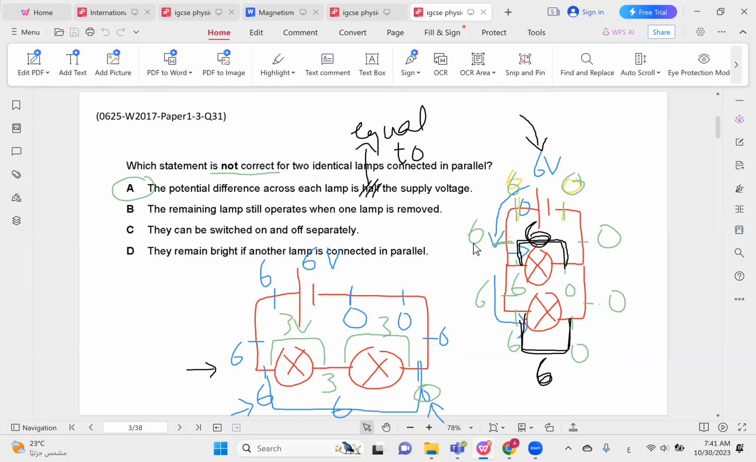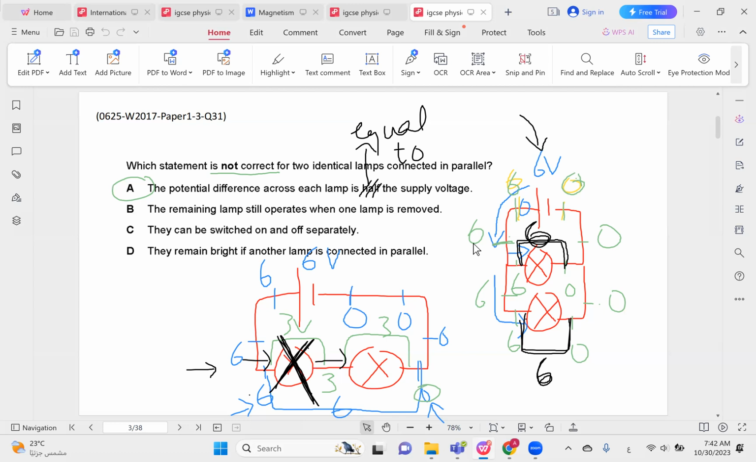So for 2 lamps connected in parallel, the remaining lamp still operates when 1 lamp is removed. This is actually correct, and it's another useful thing to talk about. One of the issues with series circuits is the following. If I have a fault in the first lamp for any reason and it breaks off, and by breaks off, I mean there is an open circuit here, right? So the current is no longer passing. The other lamp will automatically break off as well. It will stop working. There will be no light because there is an open circuit and the coulombs cannot pass from here to there. So there is no electric current and the lamp will not light up.